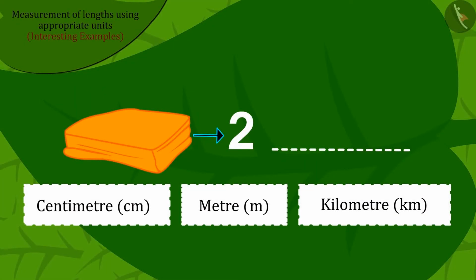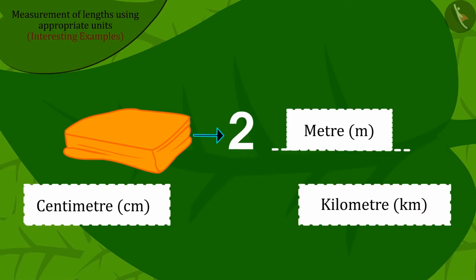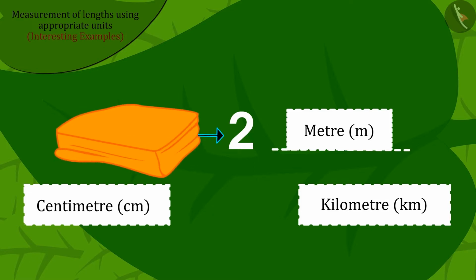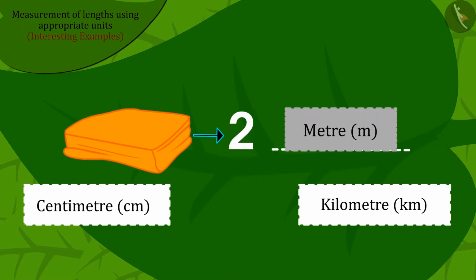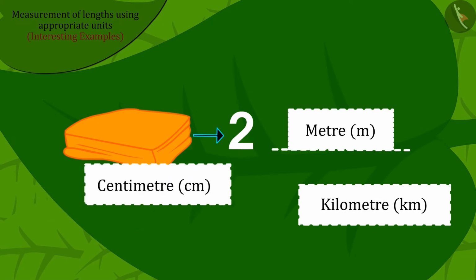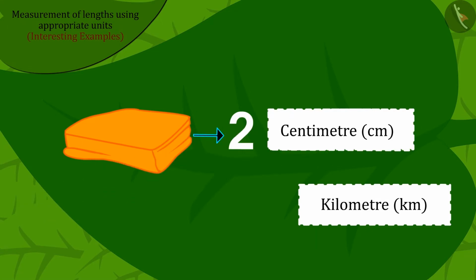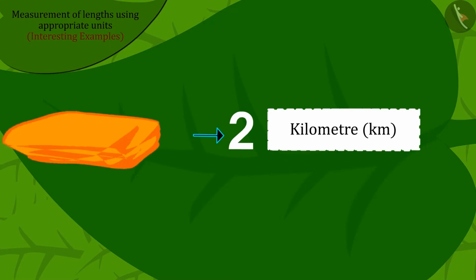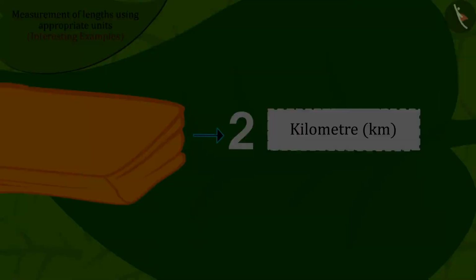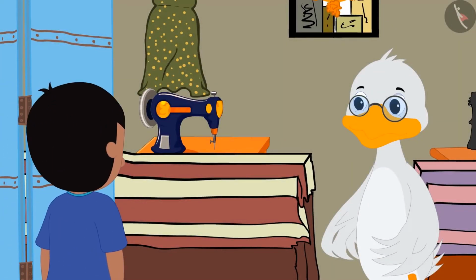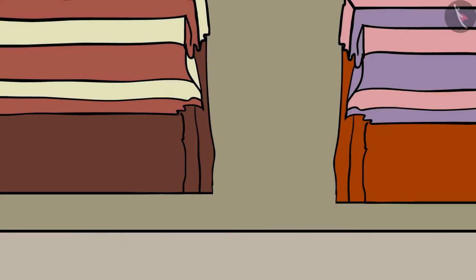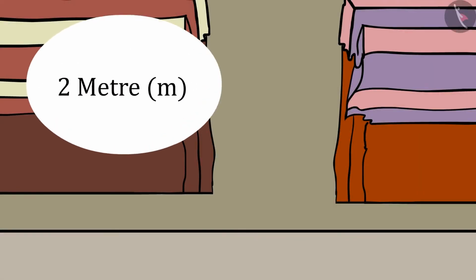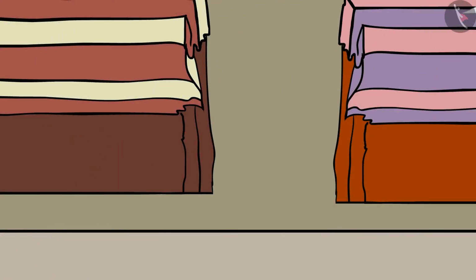Well done, kids. Your answer is absolutely correct. Raju should use meter for the piece of cloth for his father's shirt, because the 2 centimeter measure would be too short and 2 kilometer would be too long. Raju immediately reached the uncle's shop and bought a 2-meter long cloth for his father.